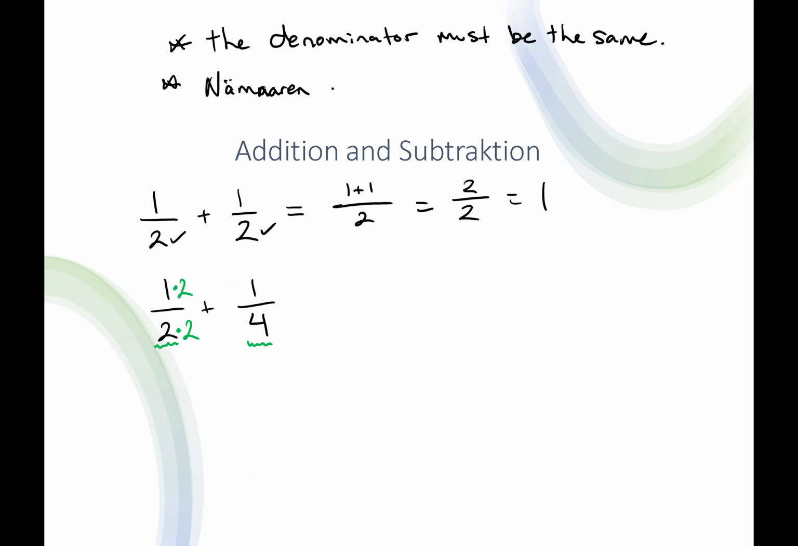So we know that this is the same. 2 times 1 is 2. 2 times 2 is 4. And we didn't do anything here. 2 over 4 is an equivalent fraction to 1 over 2, as we discussed earlier. Now the bottoms are the same. Good. Now we can add the tops. Keep the bottom number the same. Our final answer.